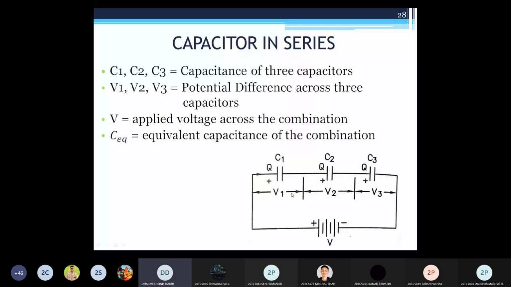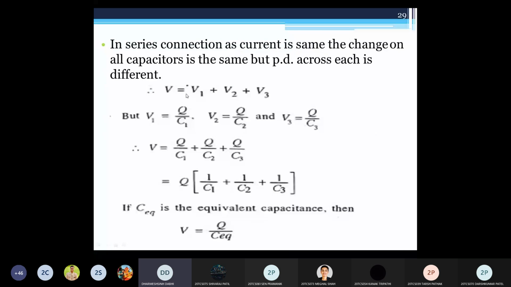The total voltage applied across this using the battery is V. The first capacitor has V1, the second capacitor V2, and the third capacitor has V3 voltage. As per the series connection, as per KVL, the supply voltage is equal to V1 plus V2 plus V3. So you can see here V is equal to V1 plus V2 plus V3. Now, as we know the equation of V in terms of charge and capacitance, we know the equation of C is equal to what?